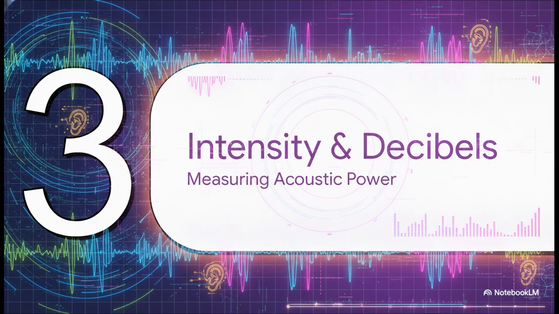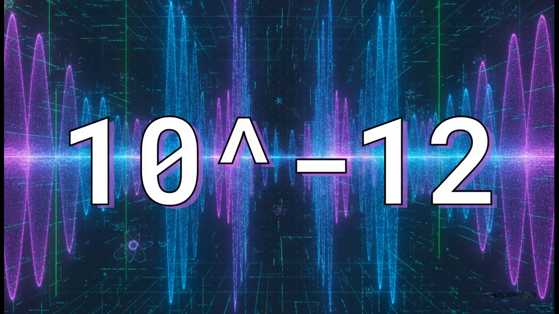Moving on to Section 3. Intensity and the decibel scale. Measuring acoustic power. This brings us directly to how we actually measure the raw power of these waves, the energy they carry, and how our own ears perceive them. Now, human hearing is an incredibly sensitive, almost miraculous detection system. The very threshold of human hearing starts at this extraordinarily tiny intensity, 10 to the negative 12 watts per square meter.